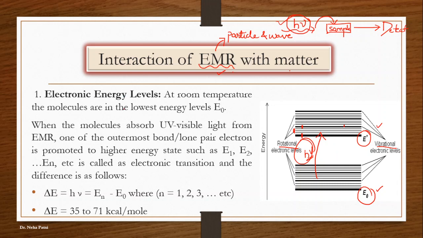That is an electronic energy transition, and this energy is actually very high. Now if you see the value, it is high. So the molecule has to absorb the radiation at that particular value, and then the electron is promoted from the lower energy state to the higher energy state.